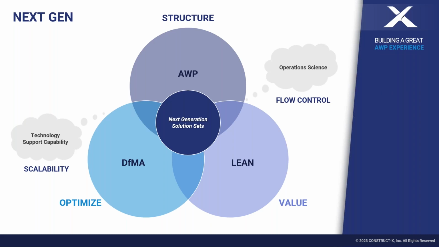So a little bit about the joint working group. We've probably heard about this. There's a lot of best practice out there, and we need to take advantage of it. We need to learn about it. And we've been looking at AWP, advanced work packaging. We've been looking at lean concepts, DFMA, design for manufacturing and assembly, operations science around flow control, and technologies that really help us scale our whole project delivery and the opportunities in project delivery to really drive improvements. So that's what we've been terming next gen, and coming up with next generation solution sets.